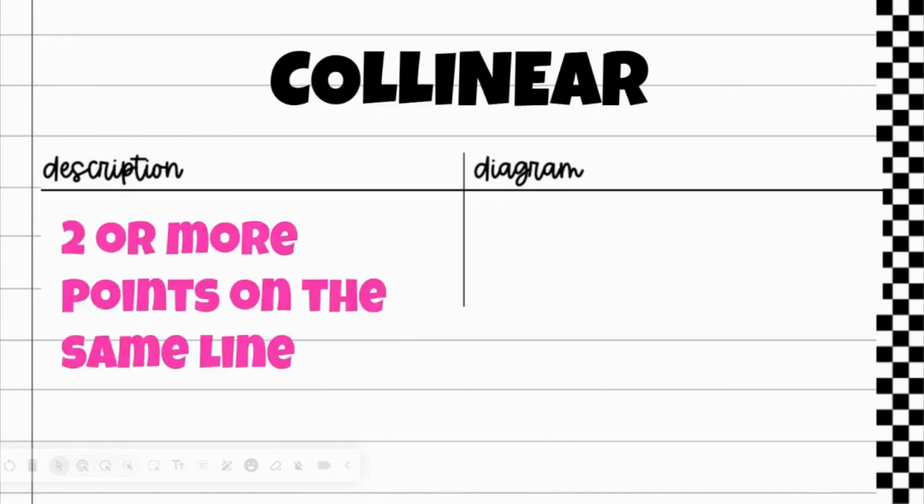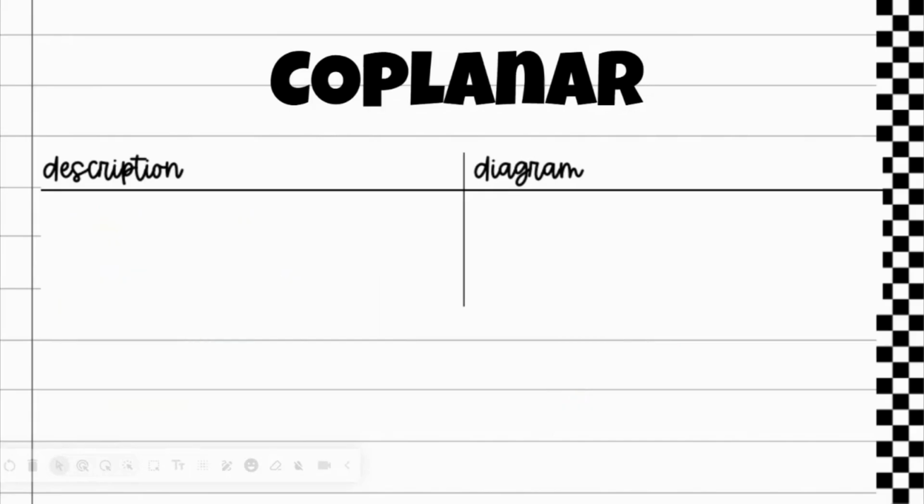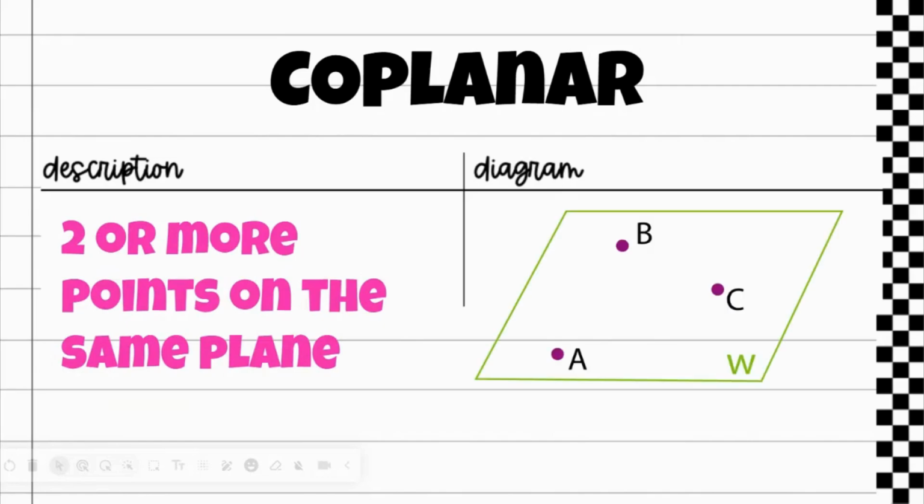When you have points, they can be collinear, and collinear just means 2 or more points on the same line. Here's what a diagram would look like of this. Along with collinear, we have coplanar, and coplanar just means points that are on the same plane. So here are 3 points that are on the same plane. Remember, W is not a point. W is the name of the plane. You also could name it plane ABC because those points are coplanar.